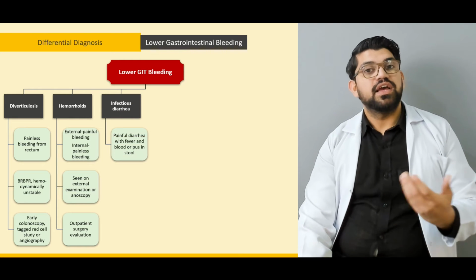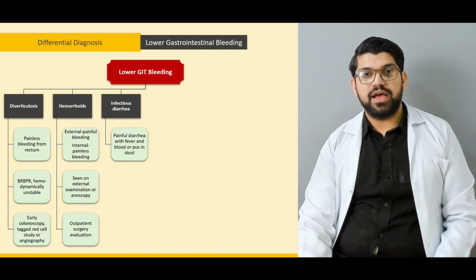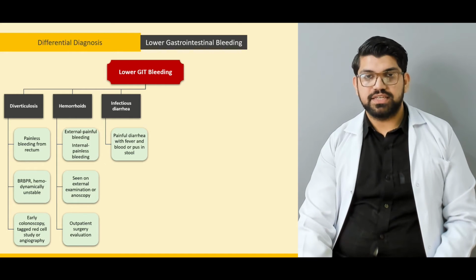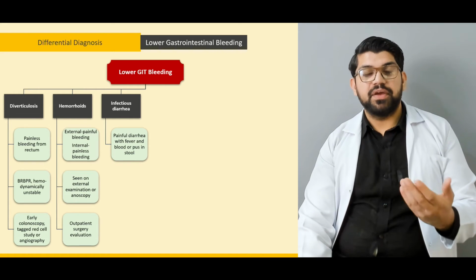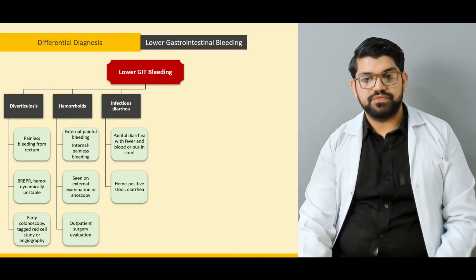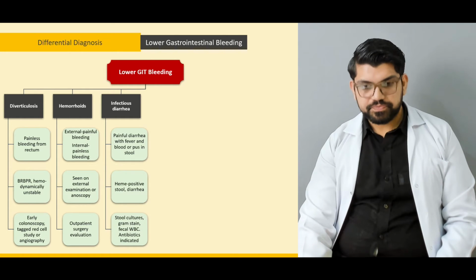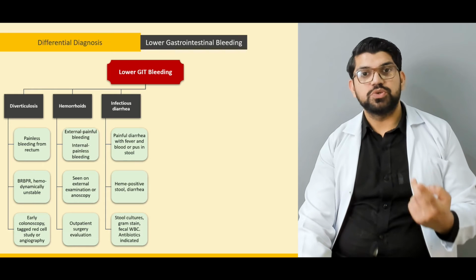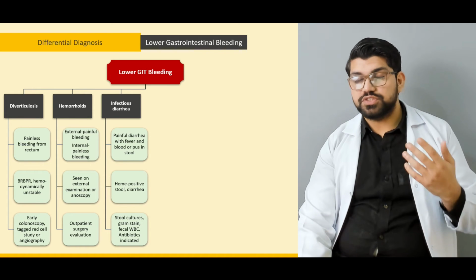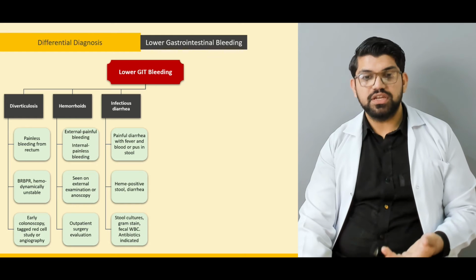Infectious diarrhea, especially patients with inflammatory bowel disease, ulcerative colitis to be precise, can present with dysentery and bleeding per rectum. Painful diarrhea with fever, blood or pus in the stool, heme positive stool or diarrhea. Perform stool cultures, Gram staining, fecal WBC count or stool routine examination.